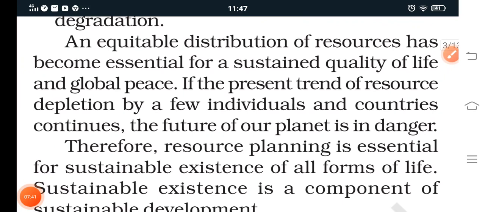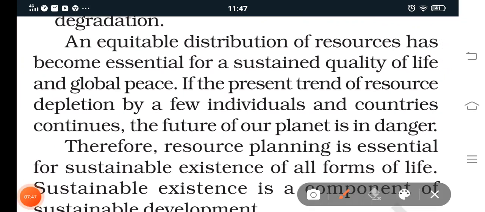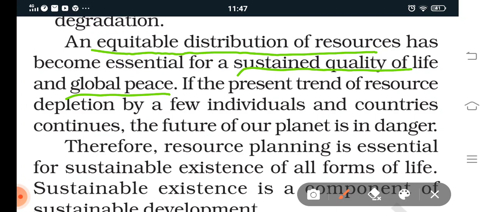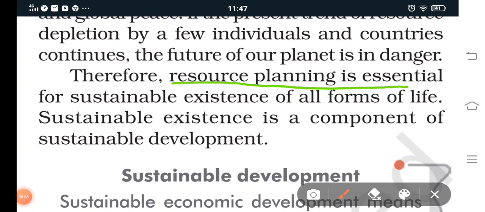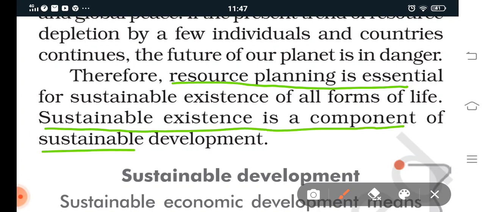So, what to do to safeguard the future of our planet? There should be an equitable distribution of resources between every person, and there should be a sustained quality of life. I will tell you the meaning of sustained also. Okay, for global peace. So we can do all such things. Also, resource planning is essential. You should plan and use. And sustainable existence is a component of sustainable development.